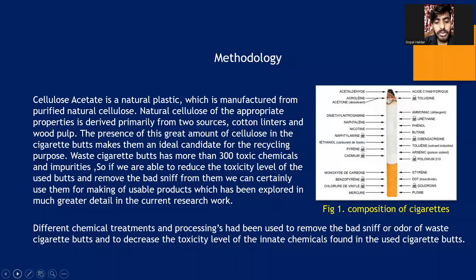So if we are able to reduce the toxicity level of the used butts and remove the bad smell from them, we can certainly use them for making usable products, which has been explored in much greater detail in the current research work. Different chemical treatments and processing were used to remove the bad smell and odor from waste cigarette butts and reduce the toxicity level of the chemicals found in the used cigarette butts. Now I request Suman to continue the presentation.